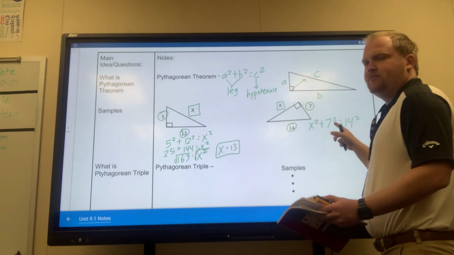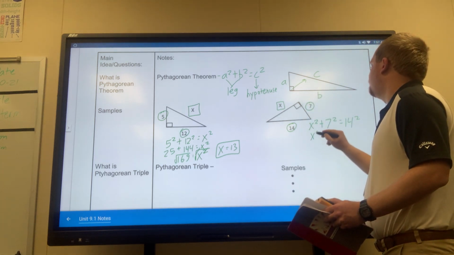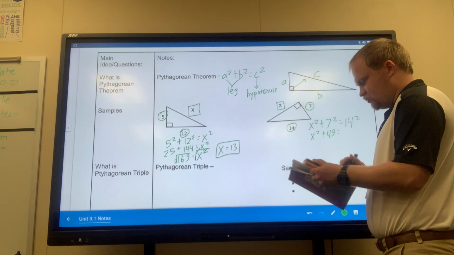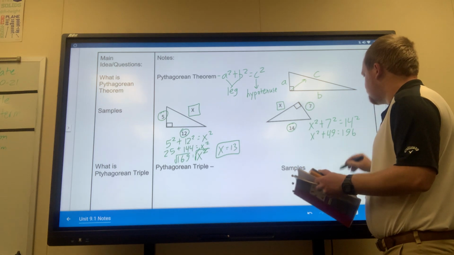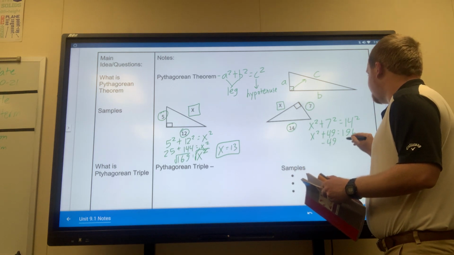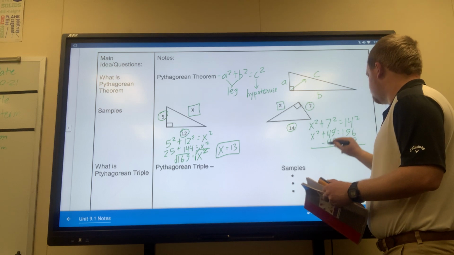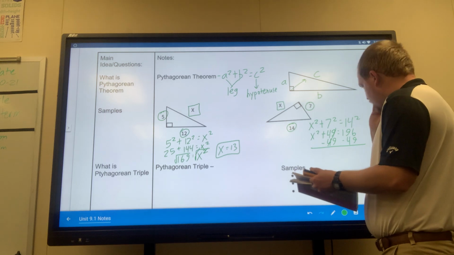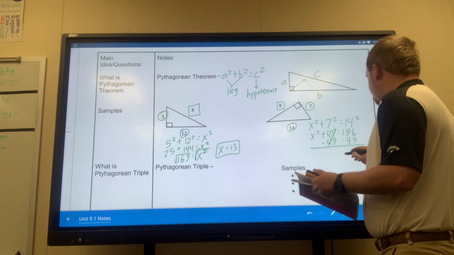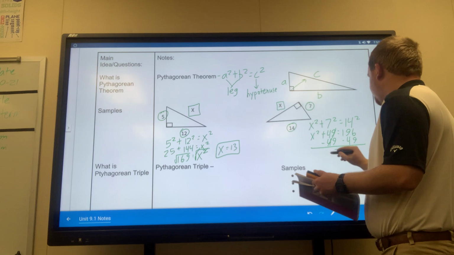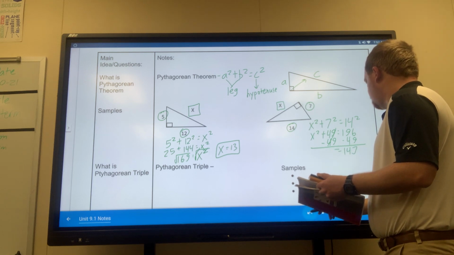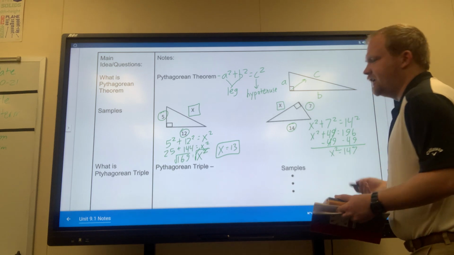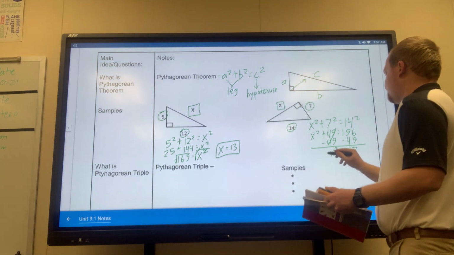Now, I personally know 7 squared is 49, and 14 squared is 196. So I'm going to subtract 49 from both sides. Subtracting 49 gives me 147 equals x squared. Now again, in order to solve this, I have to take the square root of it.